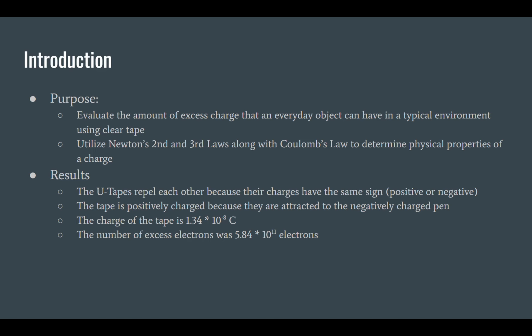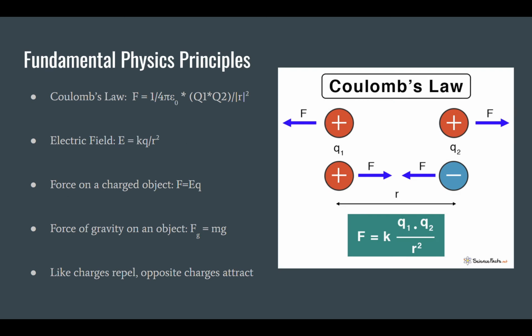I later found out that the tape was positively charged because they were attracted to the negatively charged pen. I was able to calculate the charge of the tape is approximately 1.34 × 10^-8 coulombs, and that the number of excess electrons was 5.84 × 10^11 electrons.